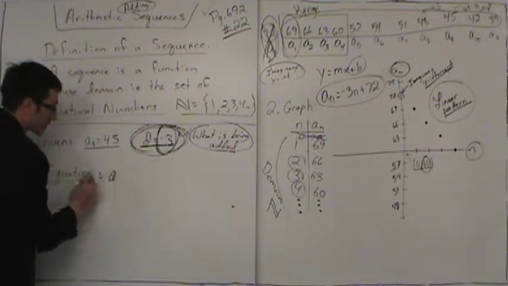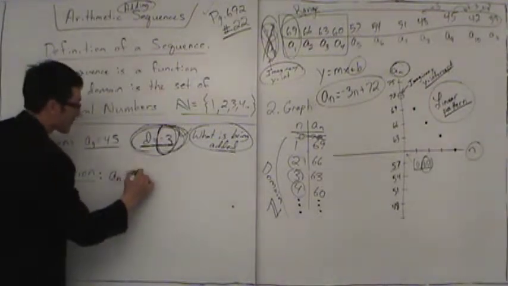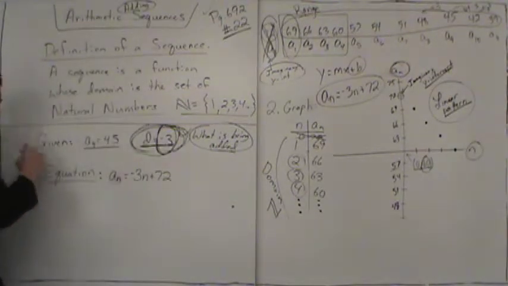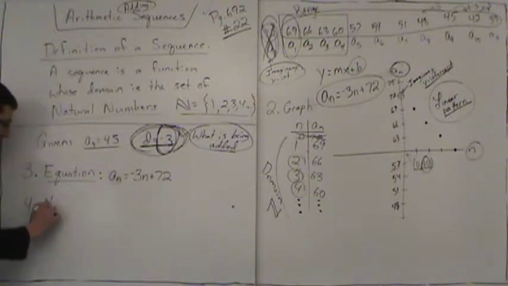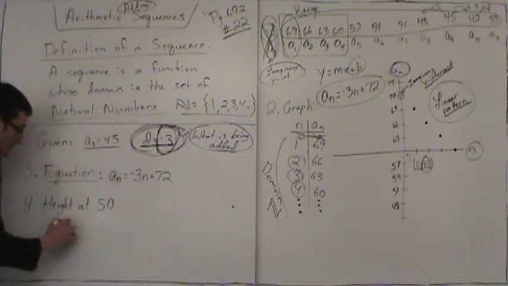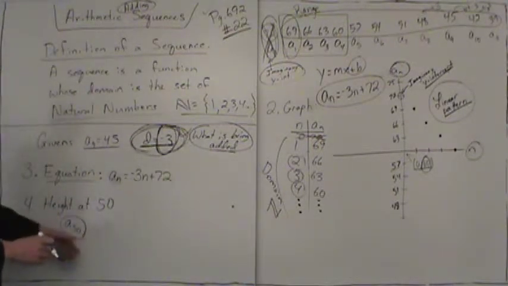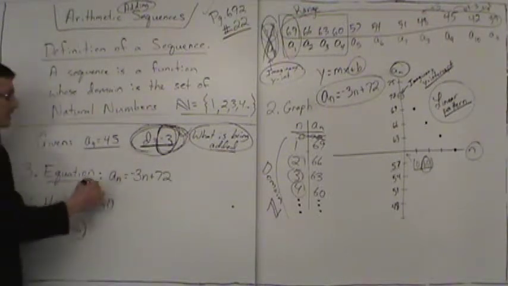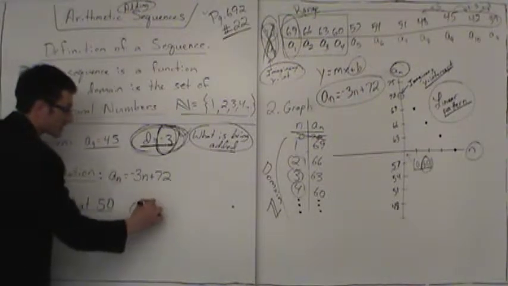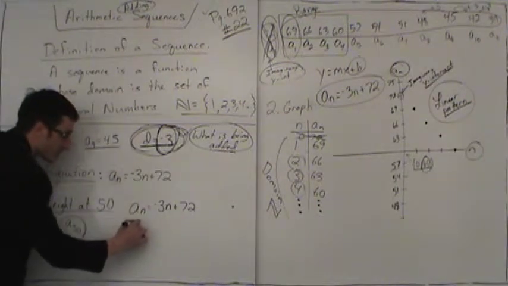Let's get it darker so you guys can see it on the camera. a sub n equals -3n plus 72. Okay, now step 4 is to find the height at 50. This is represented by the symbol a sub 50, which represents height 50. Underneath the equation, I'll write it again: a sub n equals -3n plus 72. We're going to find the height at 50, so you write a sub 50.